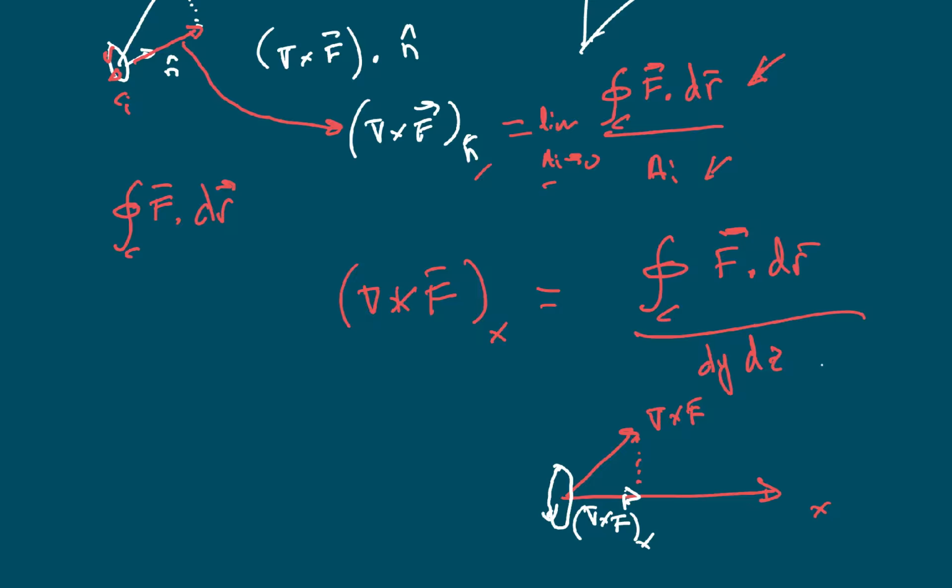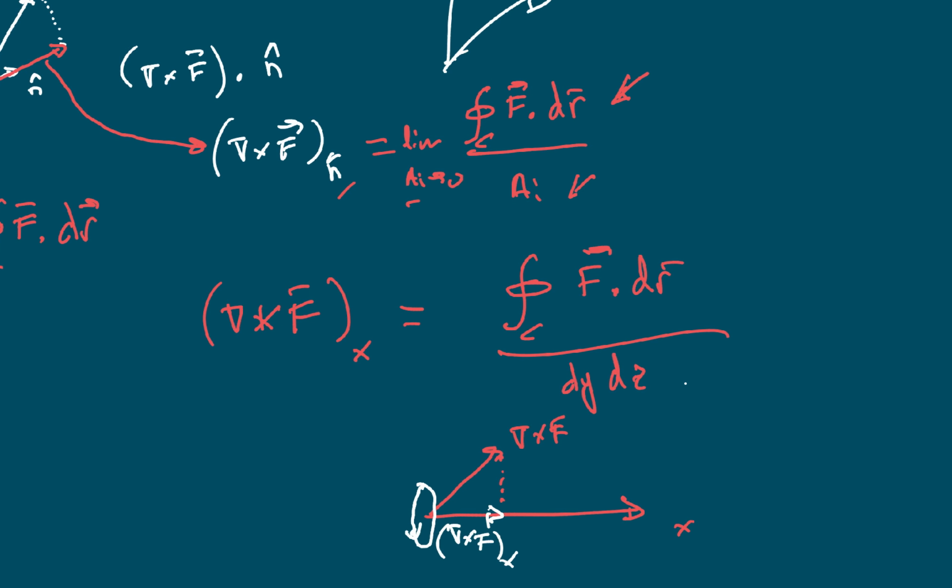So this is a density function. The curl of F marks the line integral per unit of area, when the area goes to 0, or when the area approaches 0. So this is the concept.